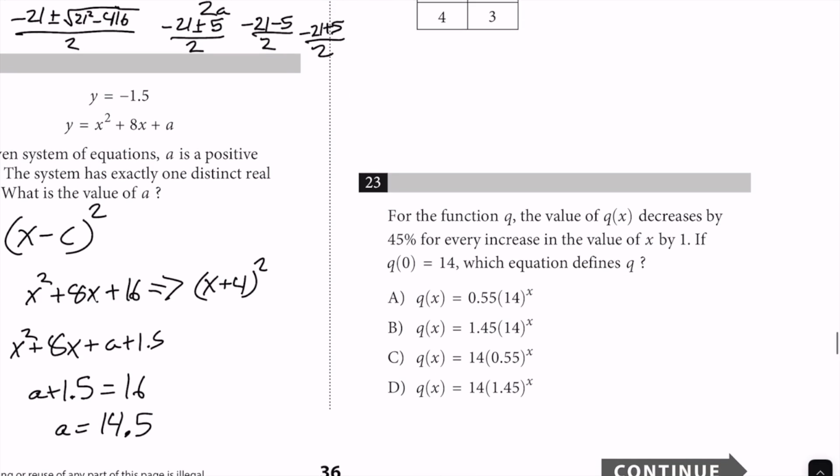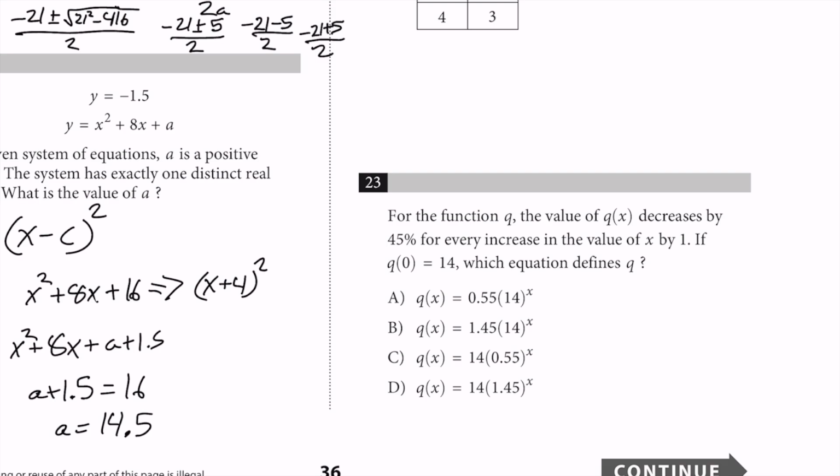Question 23. For the function q, the value of q of x decreases by 45% for every increase in the value of x by 1. If q of 0 equals 14, which equation defines q?